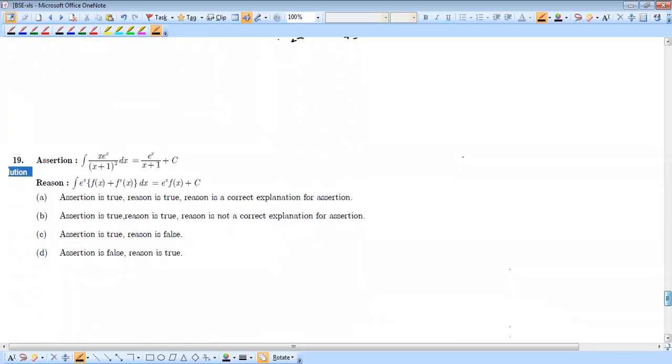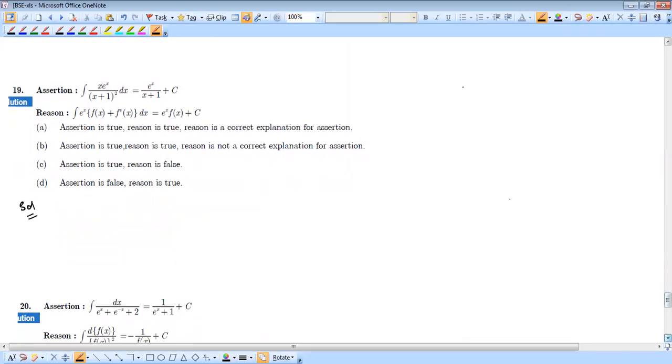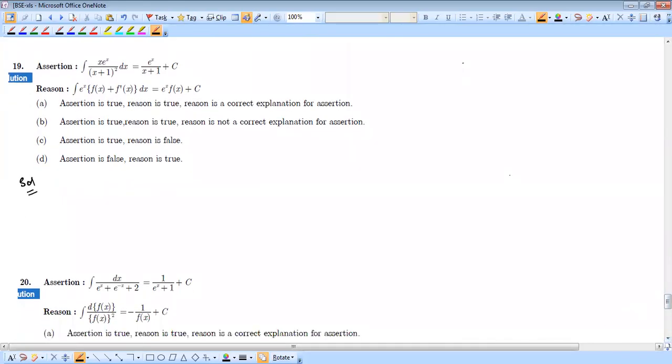Now next question. Assertion reason type. 18 MCQs completed. Assertion reason type questions, be careful when you are doing them. You should know some basic concepts, and those concepts should be very clear, with no confusion. If your concepts are clear, try to connect the assertion and reason, both interlinked. After that, choose the option which suits.